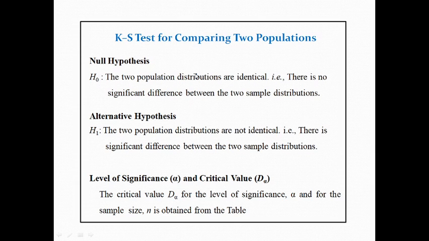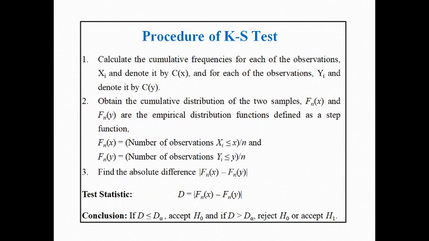Okay, they are the same, or maybe your sample sizes are different, like x1, x2, up to xn1 and y1, y2, up to yn2. No problem, we can find this out. We will see one simple example. Firstly, what is the procedure for the KS test for two populations? First calculate the cumulative frequency for each observation xi, denoted as c of x, and from yi, c of y.